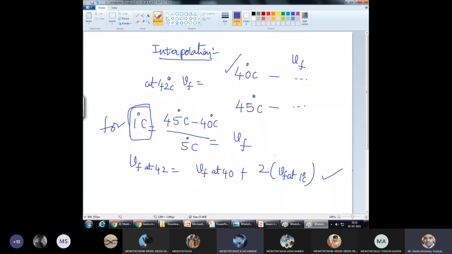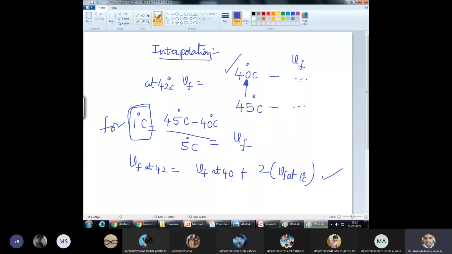Please tell me, sir, how to get the value at 1 degree? How to get VF at 1 degree? VF at 43. Can you get it for 1 degree? How to get 1 degree, right? 45 minus 40, how much? What is the difference?